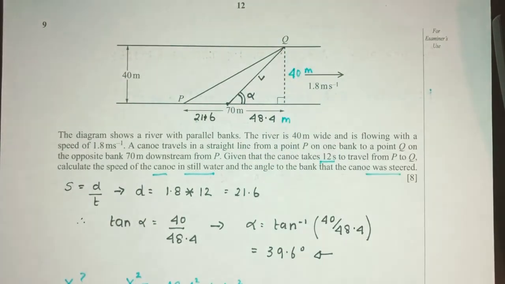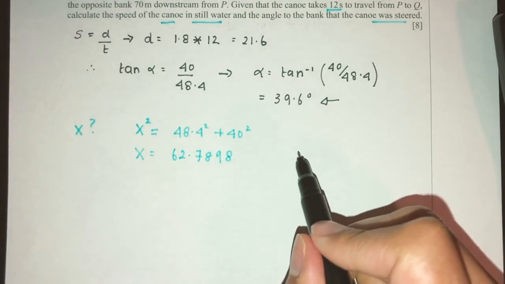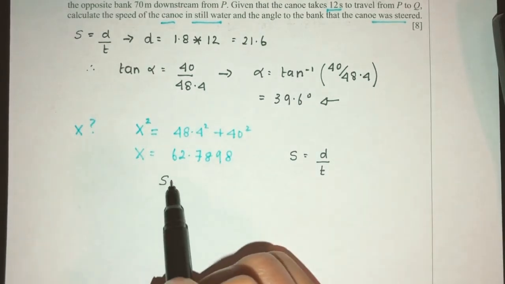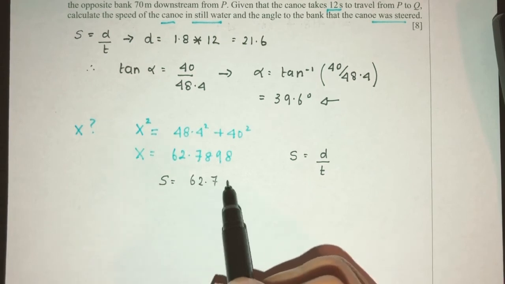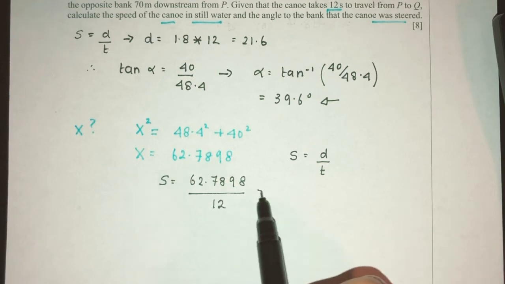But we have to find the speed. As you have seen here, the formula is speed is distance by time. So speed will be 62.7898 and the time is 12. It is given to you.